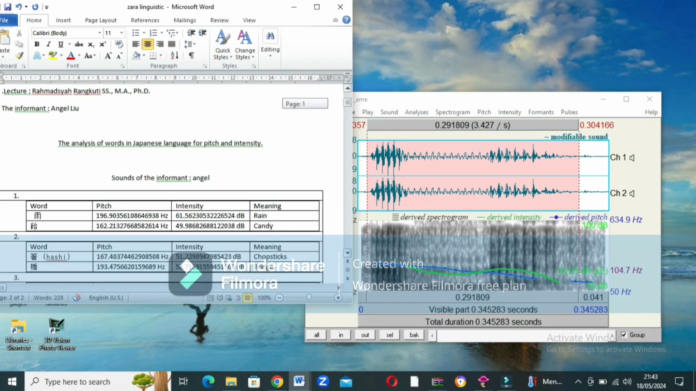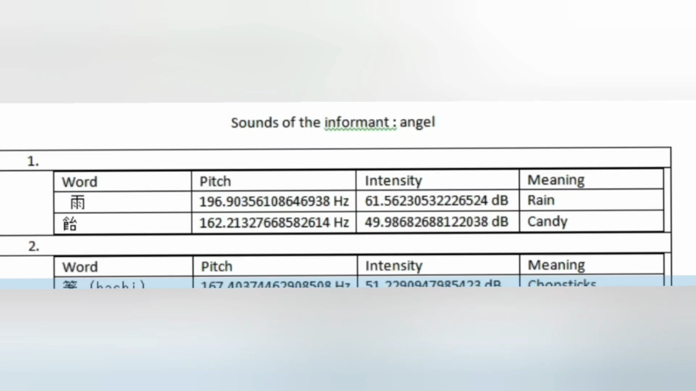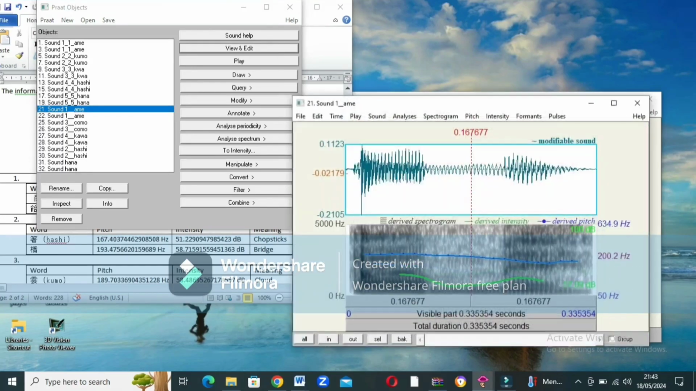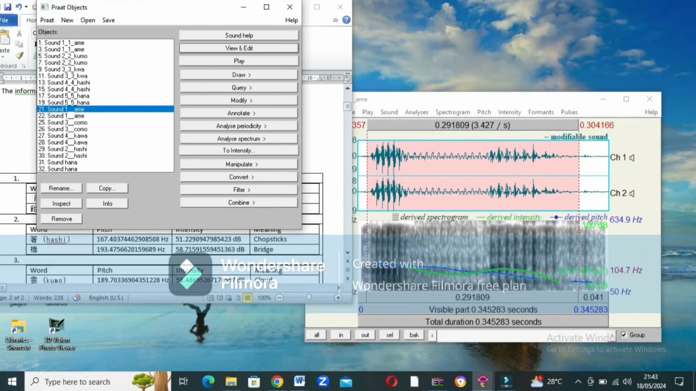My first informant is Angel Liu. She is from Universitas Sumatera Utara, and she studies Japanese literature. So the first word is ame. Okay, let me check. This is her sound. Okay, we have heard her voice, and this means rain.